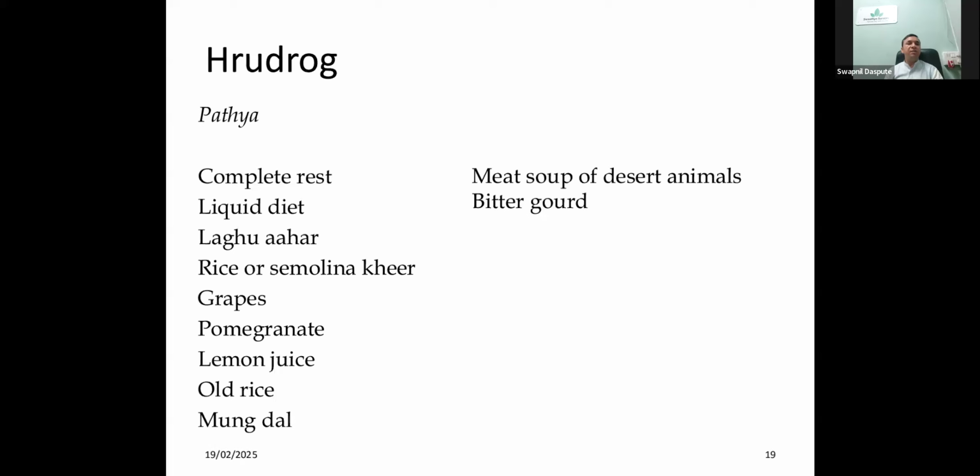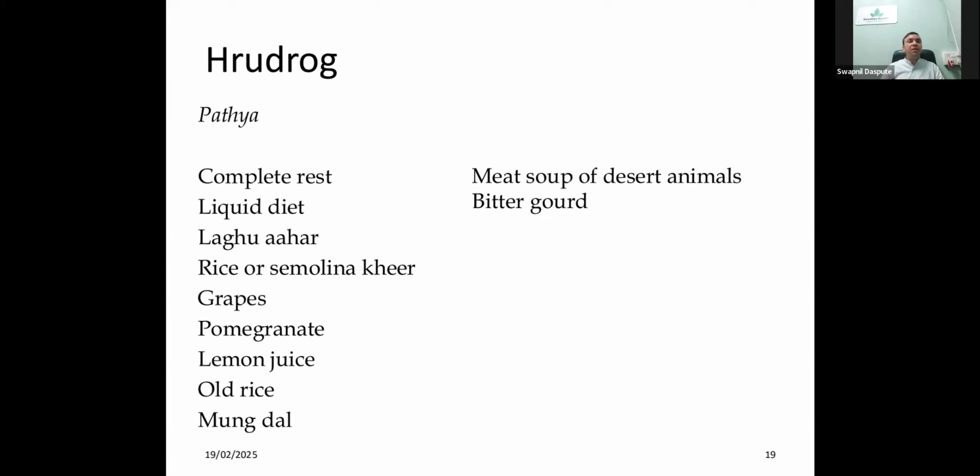So, Laghu Ahara, rice or semolina kheer. How do we explain kheer, Sonia? It's a preparation made with milk, like a pudding, rice pudding, but liquid form, more liquidy. So rice or semolina is cooked in milk, and that is given. So milk will become nourishment to the heart, and because it is consumed warm, it will also give anulomagati to vata.